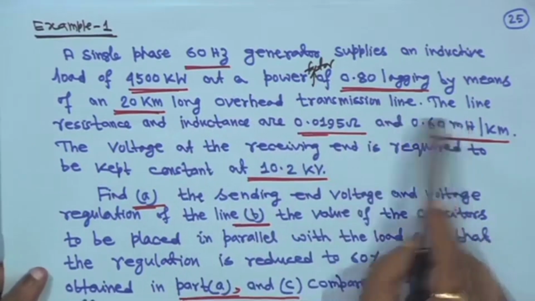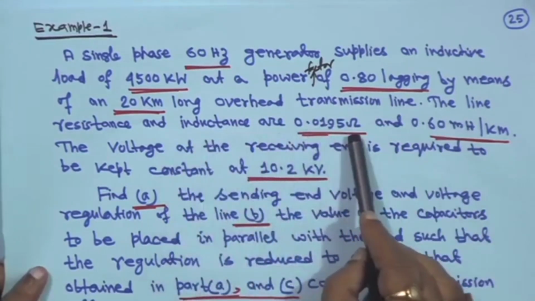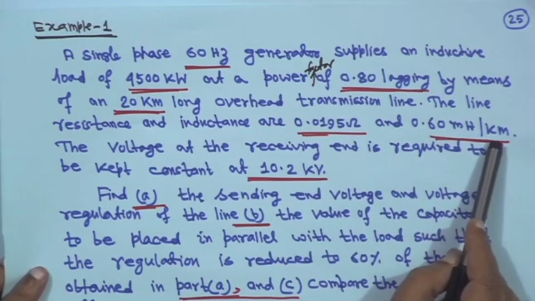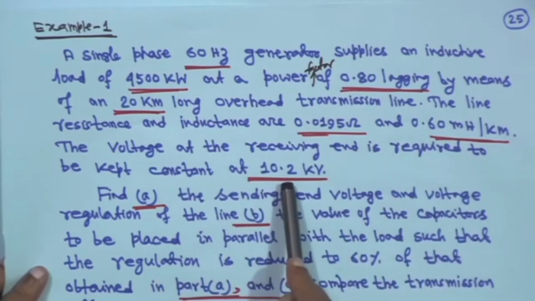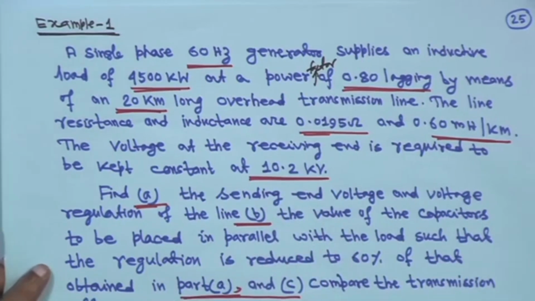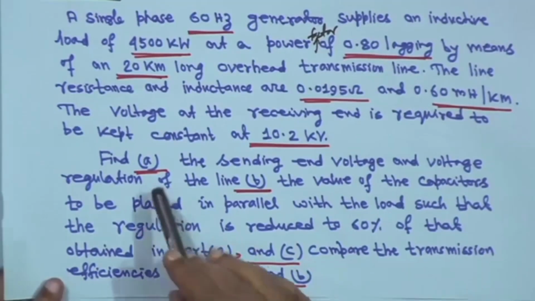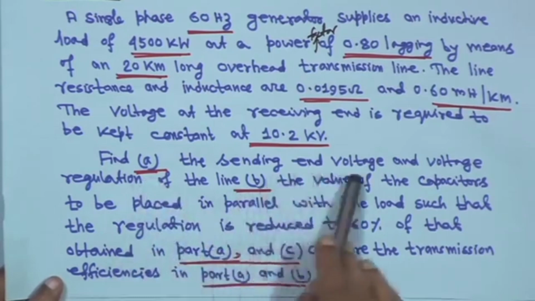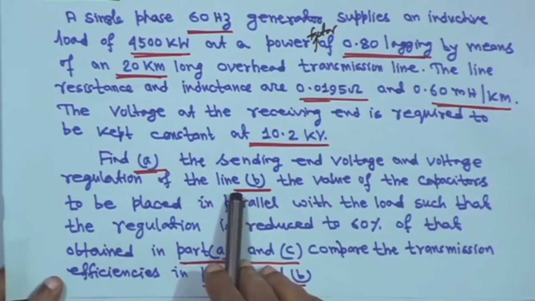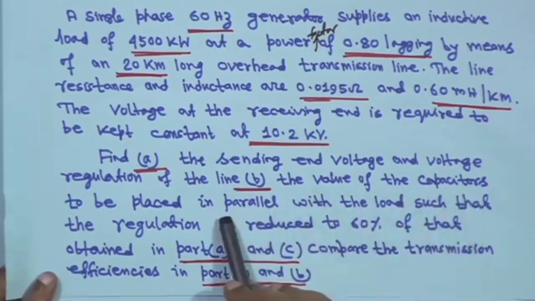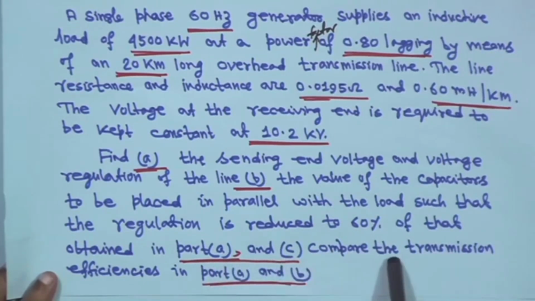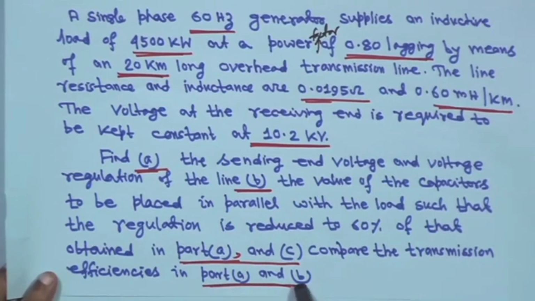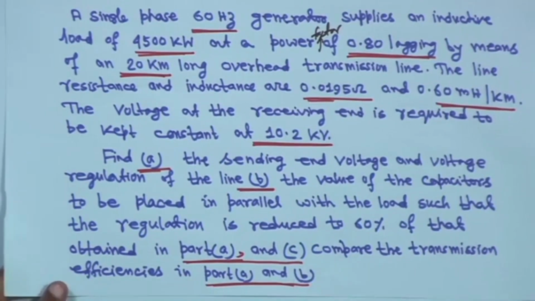overhead transmission line. The line resistance and inductance are 0.195 ohm and 0.60 millihenry per kilometer. The voltage at the receiving end is required to be kept constant at 10.2 kV. That means, receiving end voltage is kept constant at 10.2 kV. You have to find out, in part A, the sending end voltage and voltage regulation of the line. Now, part B, the value of the capacitors to be placed in parallel with the load such that the regulation is reduced to 60% of that obtained in part A, and C, compare the transmission line efficiencies in part A and part B. So, these are the things you have to find out, right.